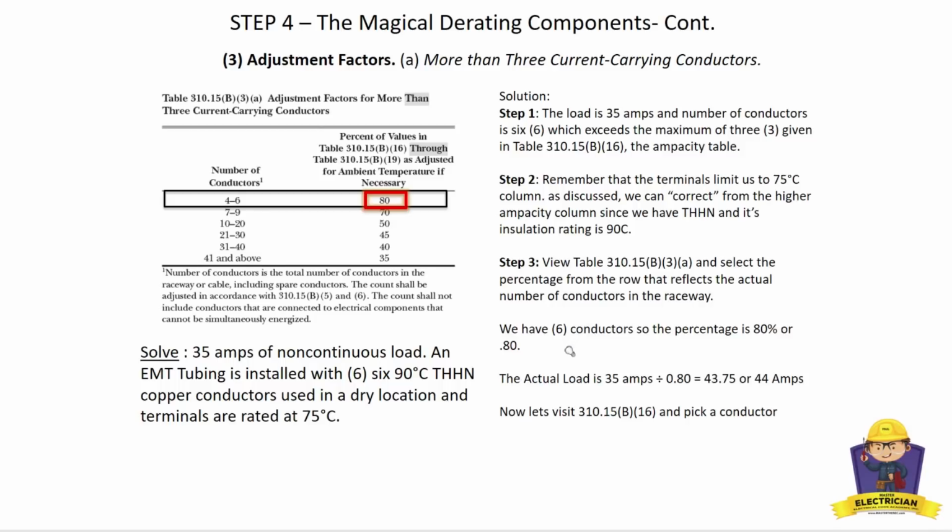210.19(A)(1)(a). I could simply go to the (b), and I do this. I go 35 amps, and I do a division in order to tell me what conductor I have to choose from the 90-degree column that, after adjustment and corrections, is at least going to handle this load. So I take 35 amps and divide it by 0.80, and that's 43.75 or 44 amps. Because it's 0.75, I can round up. Okay, so it's 44 amperes.